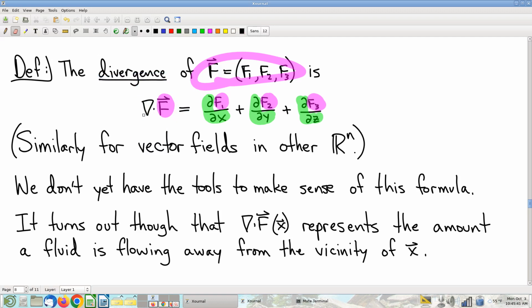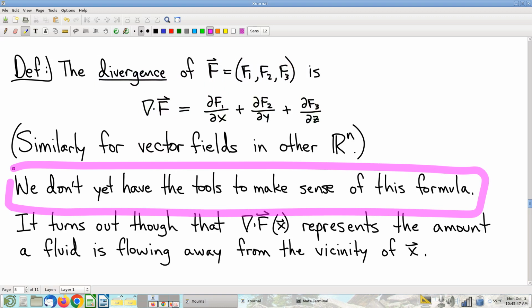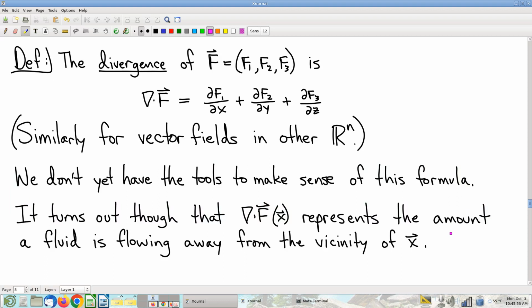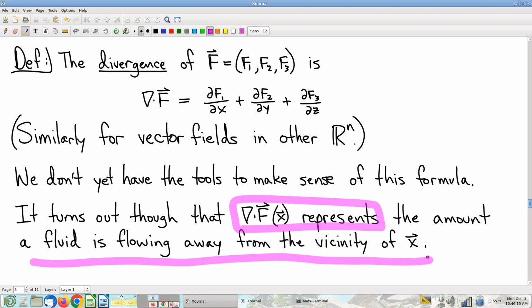Okay, so, reminder, we don't have the tools to make sense out of this yet. My apologies. I'm going to make a completely baseless assertion about what this thing represents, so trust me now, and we'll make sense out of this later. But the book wants us to have a preview of what's coming. What divergence represents is the amount that a fluid is flowing away, flowing outward away from whatever location it is that you're looking at. So it represents an outward flow of fluid.